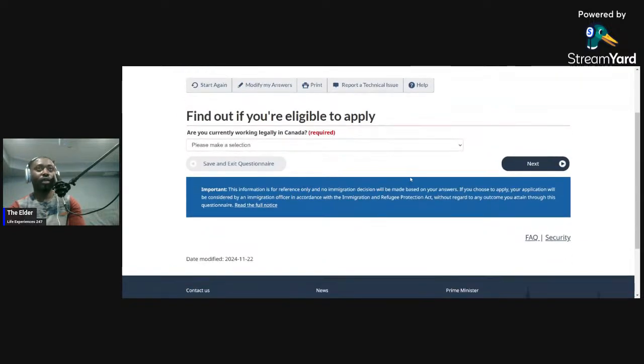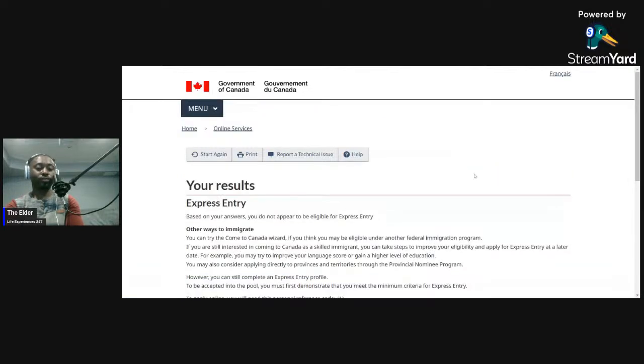Are you currently working legally in Canada? As I said, the profile we are filling, we are assuming this is someone who is not in Canada, who has never been in Canada, which I assume fits the profile of many of my followers. So are you currently working legally in Canada? No. And I'll go to next.